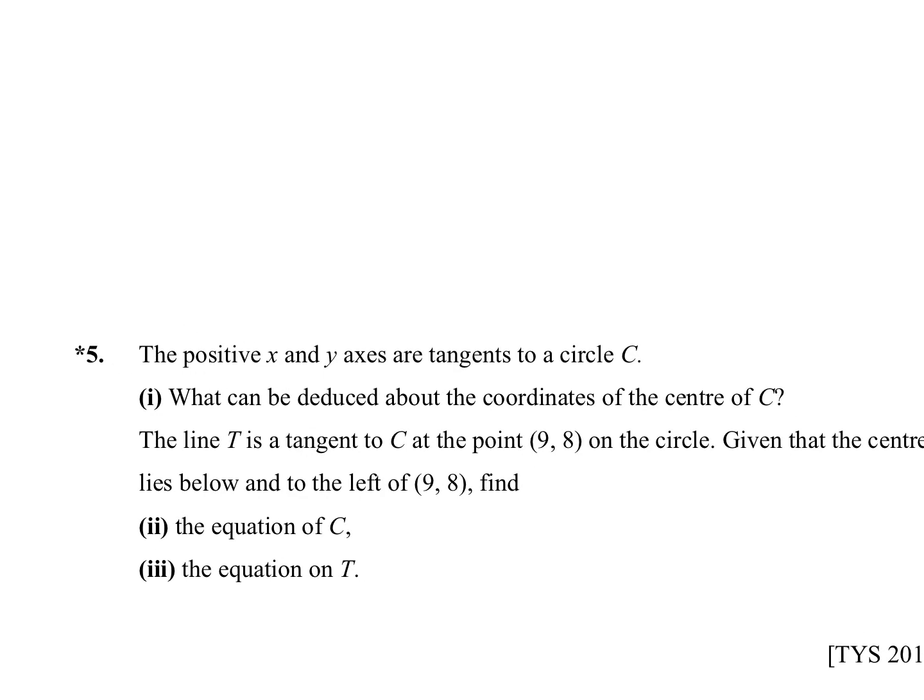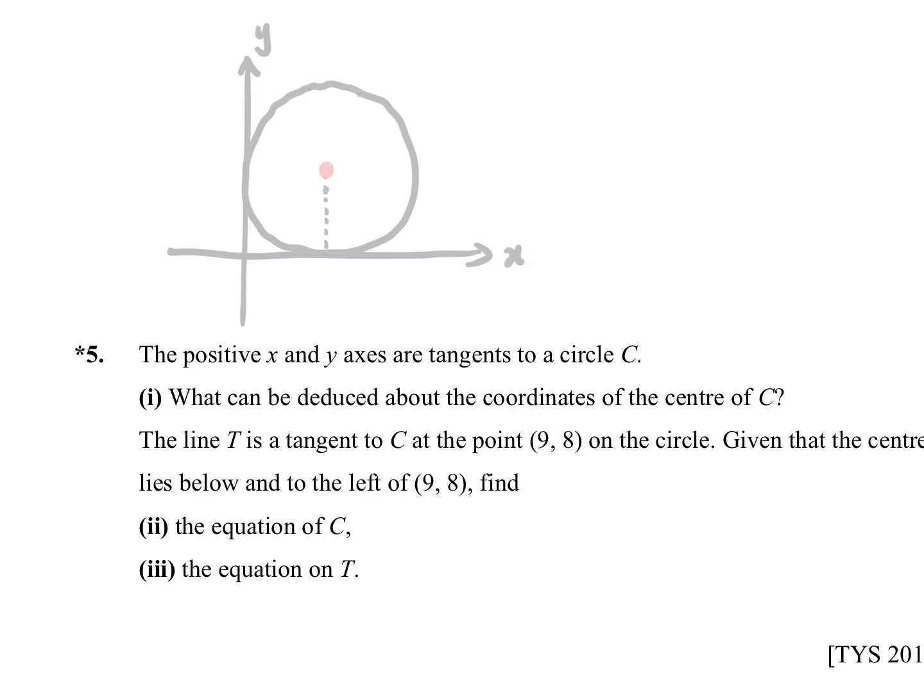It says the positive x-axis and y-axis. Does it matter if it's positive? It does. This is the positive x-axis, this is the positive y. So that means they are telling me that my circle lies here and the axes are tangents to my circle. So if this is my radius, if this is my center, what does it tell me about the coordinates of the center? It's positive. Not just that, I have more than that. What does this tell me about my center?